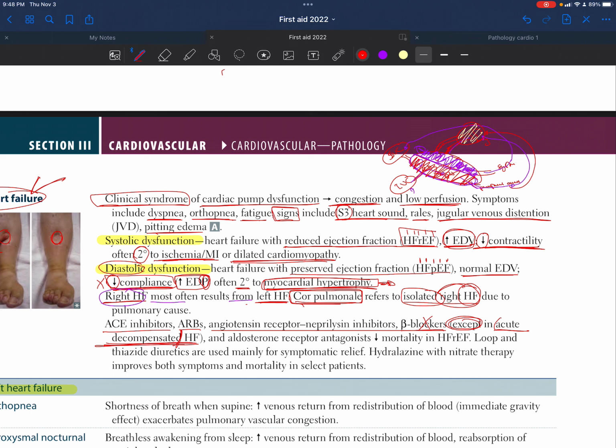What we can also use are aldosterone receptor antagonists. They reduce mortality in heart failure with reduced ejection fraction, so the type one, that is the systolic dysfunction. Also, we can use loop and thiazide diuretics, and they are used mainly for symptomatic relief, so they don't actually change the course of the problem or the end result, they only deal with the symptoms. These are the loop and thiazide diuretics.